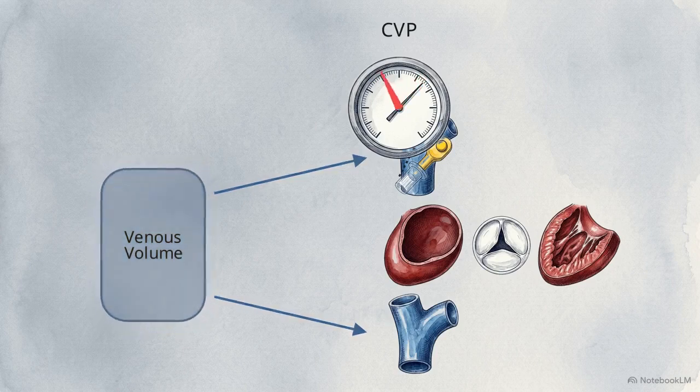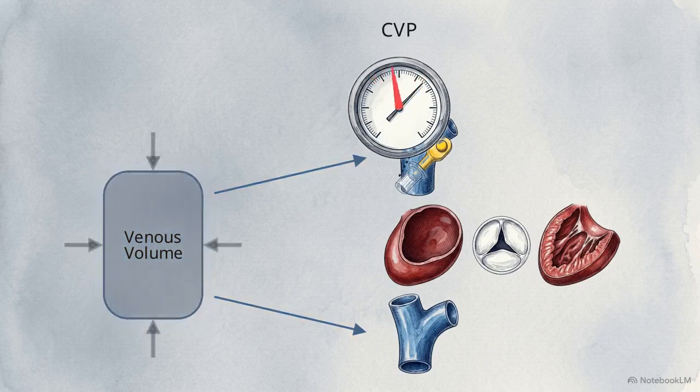But volume is not the only driver. The pressure will also rise if venous compliance decreases. Heightened sympathetic tone or the administration of vasoconstrictor drugs will shrink the venous reservoir, driving central pressure up without adding more fluid. Conversely, if the right ventricle fails, or if it encounters massive pulmonary resistance from a large pulmonary embolism, forward flow bottlenecks. Blood backs up into the venous circulation, elevating the CVP.